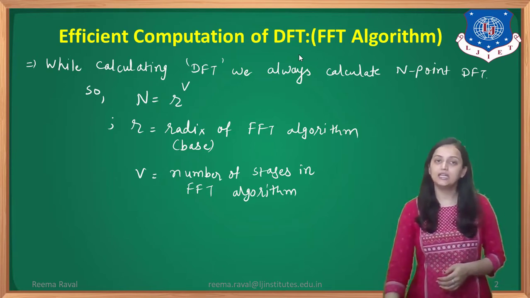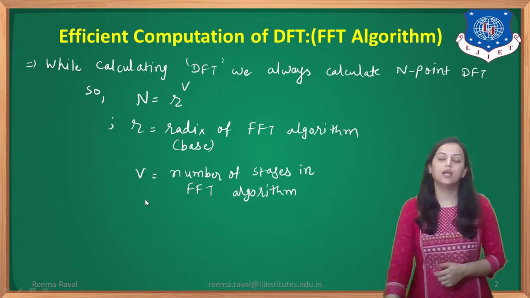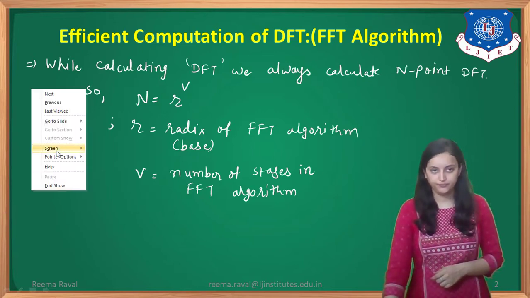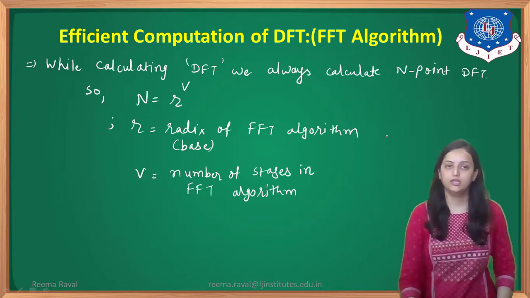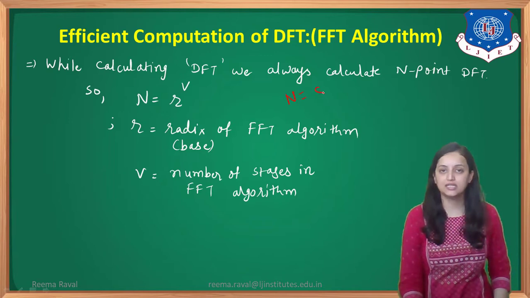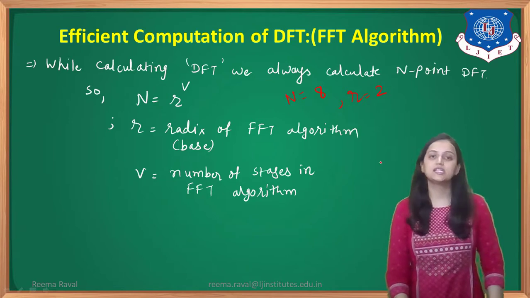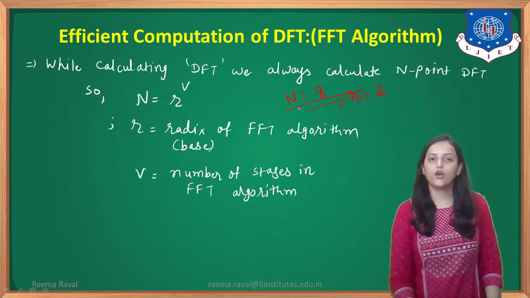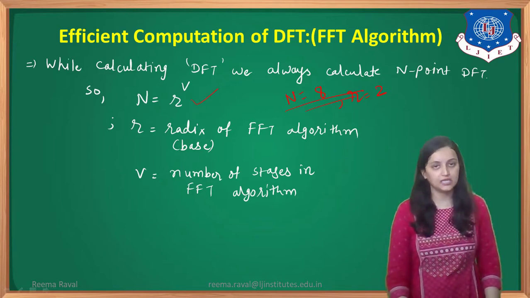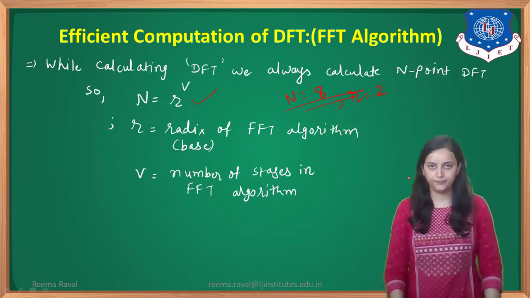So we can say that n equals r raised to v, where r is the radix or base for the FFT algorithm and v stands for the number of stages for the FFT algorithm. So if we have the number of points given, let's say for example n equals 8, and it is asked to do for base 2 algorithm how many stages are required to design this FFT, we need to solve according to this formula and find the number of stages required to find the computation of DFT, which is FFT.